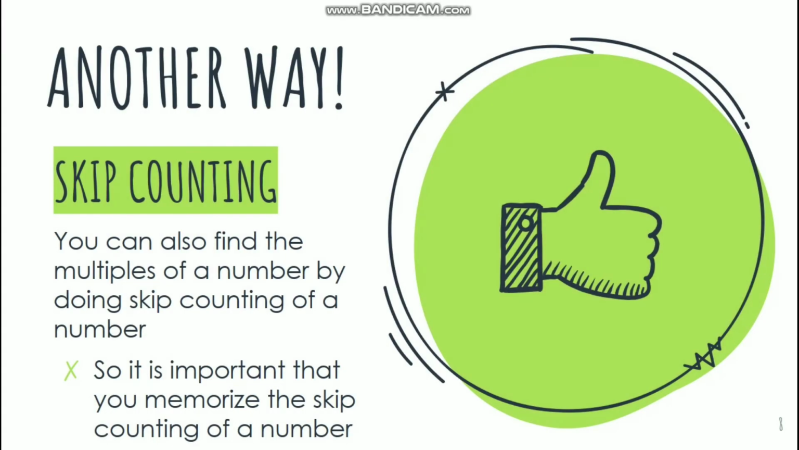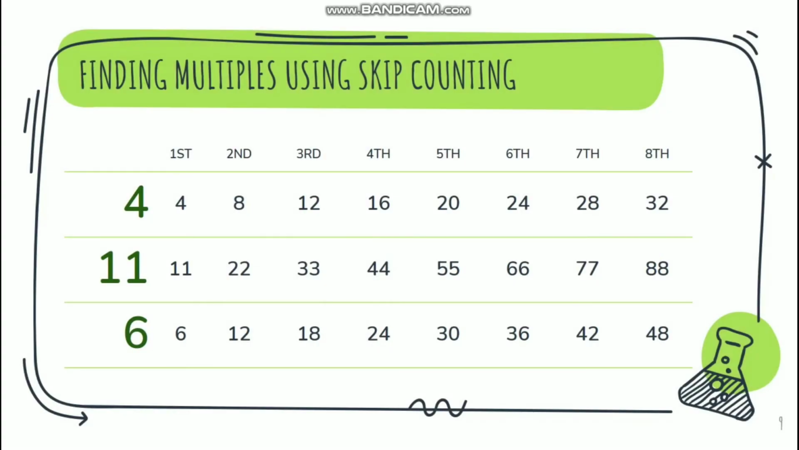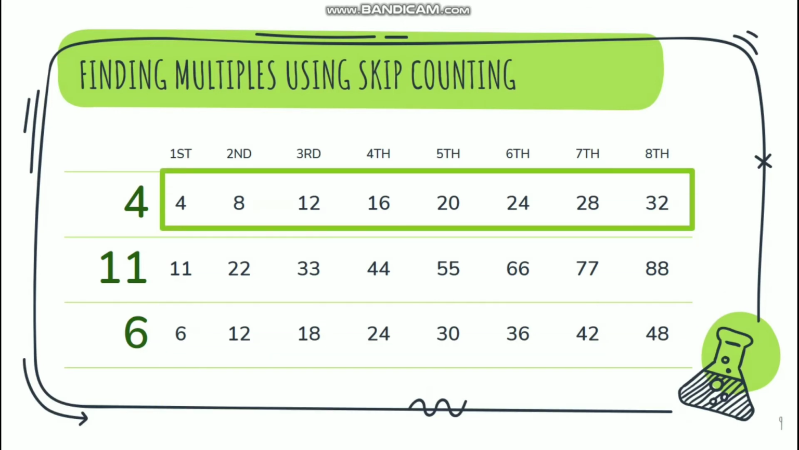Okay? And do you know that we can find the multiples of a number by doing skip counting of that number? In this method, it is important that we memorize the skip counting of a number. So here we have the first 8 multiples of 4: 4, 8, 12, 16, 20, 24, 28, 32.